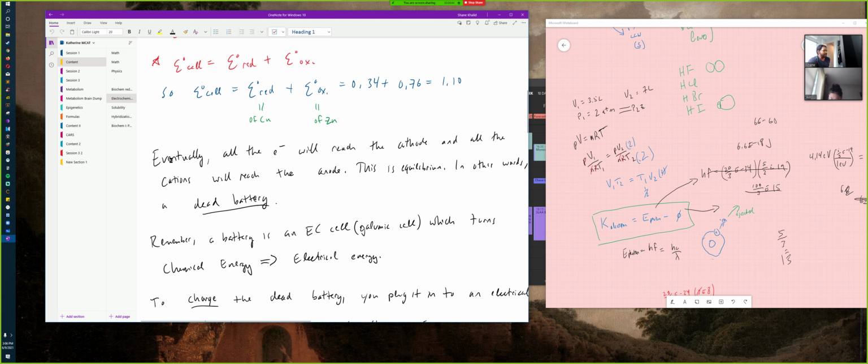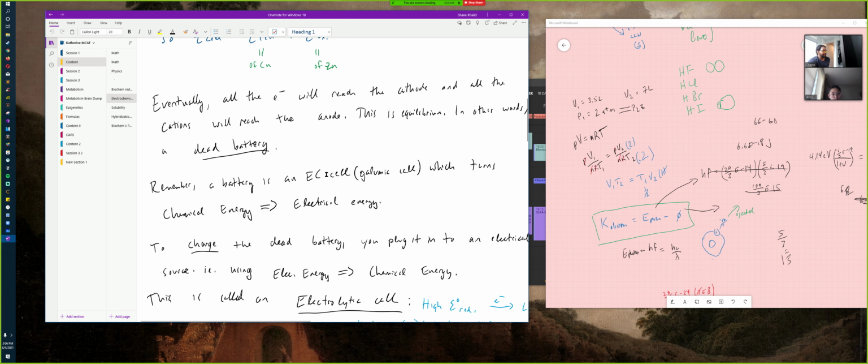So this is where I say eventually all of the electrons will reach the cathode, and all of the cations will reach the anode. This is equilibrium. In other words, a dead battery. And a battery, or an electrochemical cell, or a galvanic cell, or a voltaic cell, all the same thing, turns chemical energy into electrical energy.